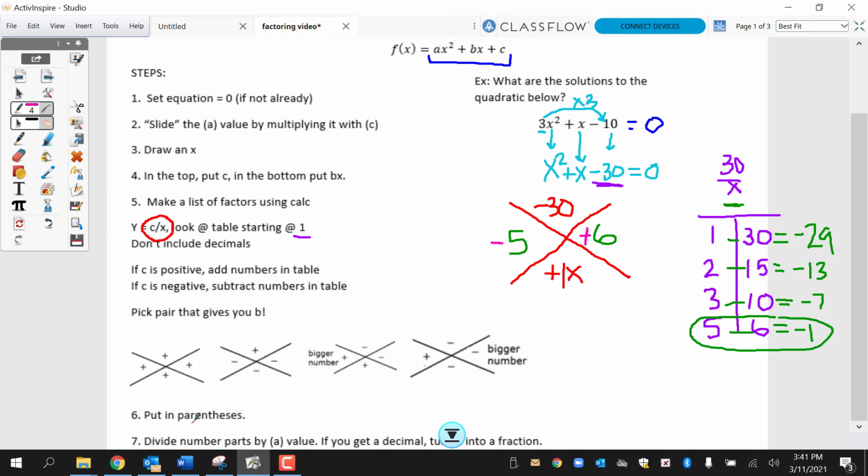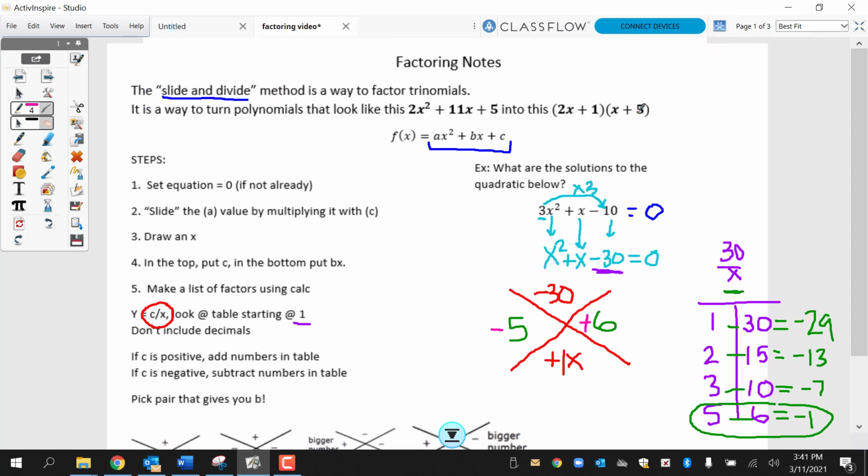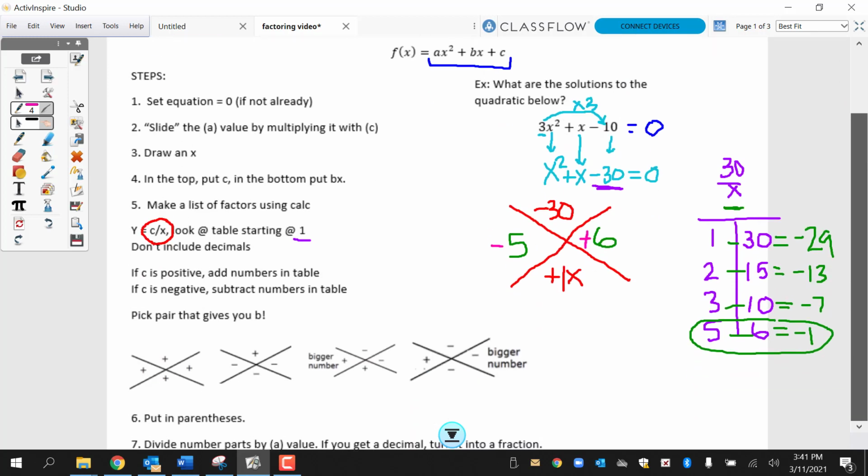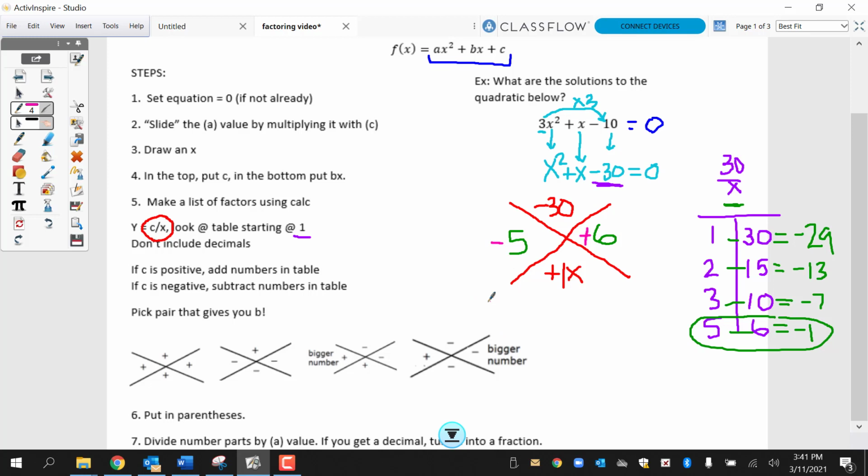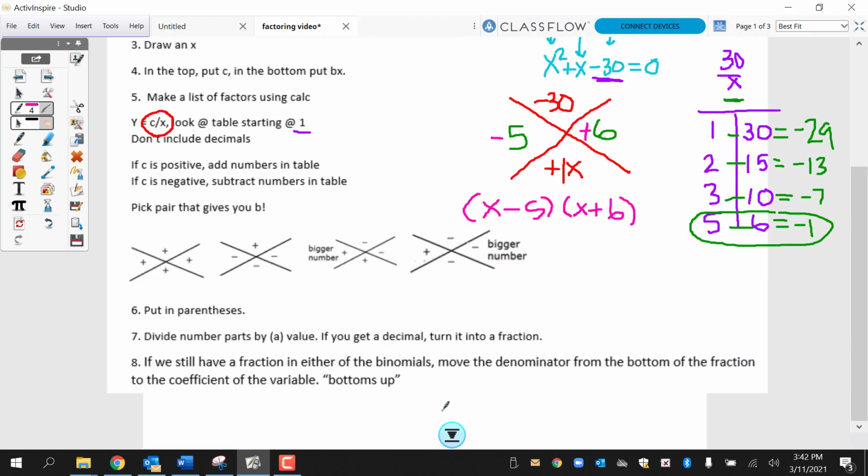And then I have to put them in parentheses. Like this, with x's. Okay, so I'm going to put them in parentheses. So I have x minus 5 and x plus 6. Okay. Now, since we multiplied at the beginning, we have to do something. We have to divide at the end. We have to undo that step.